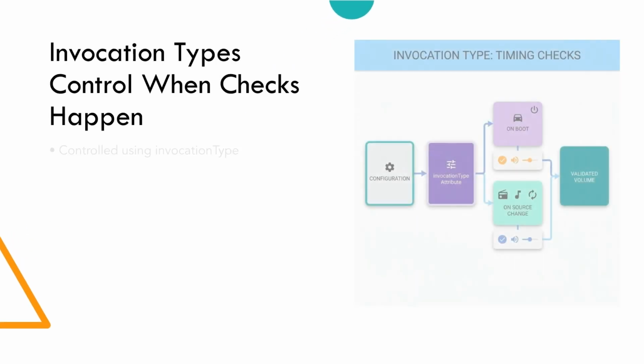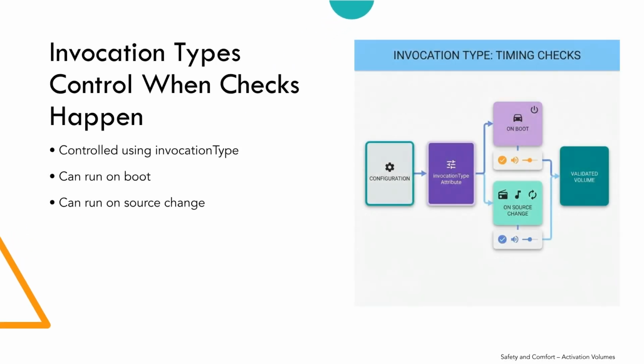When you configure this feature, you also define when the checks occur. This is done using the invocation type attribute. You can apply limits on boot, so volume is validated when the car starts. You can also apply it on source change, when switching from radio to media apps.